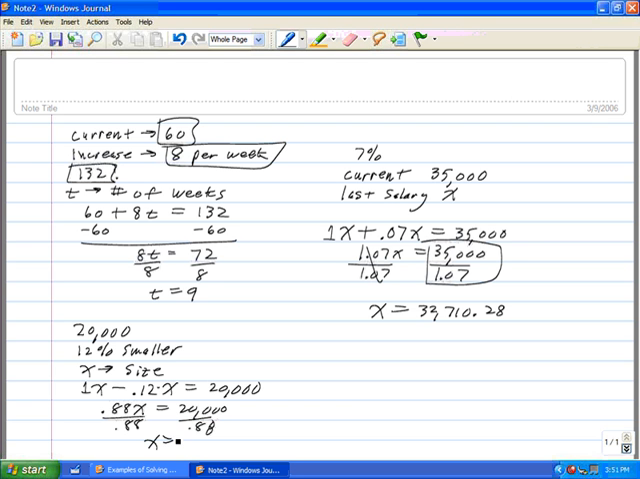and our solution is going to turn out to be, again rounding, 22,727.27. So that was the size that we come up with for the previous store before it was reduced.